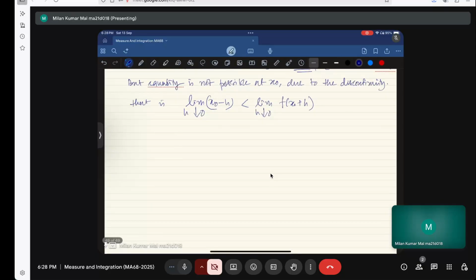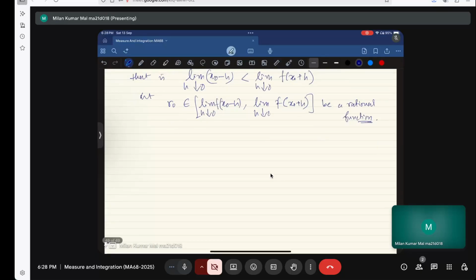So let r naught be a rational number, r naught belonging to this interval between the limit as h tends to 0 of f of x naught minus h and the limit of f of x naught plus h, a rational value.